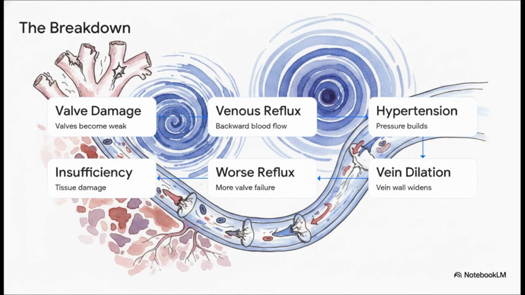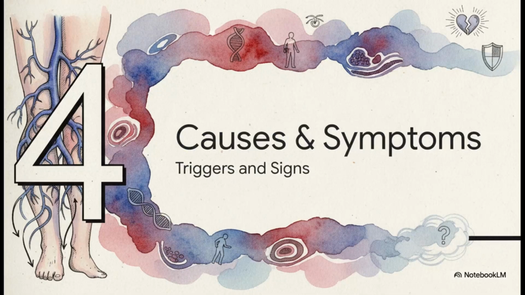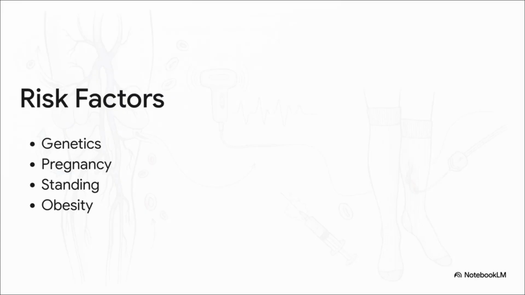Section 4. Causes and symptoms. The triggers and signs. So who's actually at risk for this system breakdown? The risk factors are quite diverse. Genetics play a massive role. If your parents had weak vein walls, there's a good chance you might inherit them.